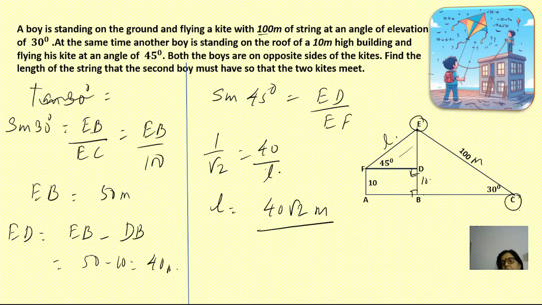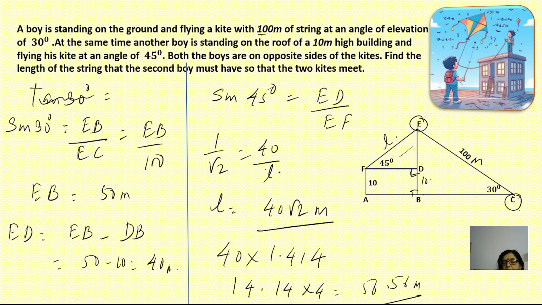We can put the value of root 2 as 1.414 and calculate that. Supposing we take it as 1.414, over here it becomes 14.14 into 4, that is equal to 56.56 meters. For 14 1s, this becomes 56, 14 4s 56. So that is the length of the kite string the second person must have, so that the two kites meet at the point E. So these were some variety of questions that we have discussed over here.